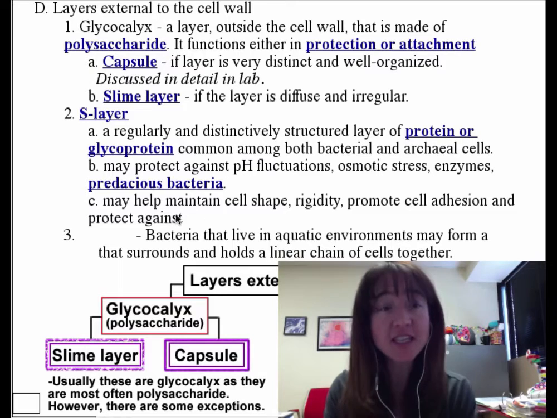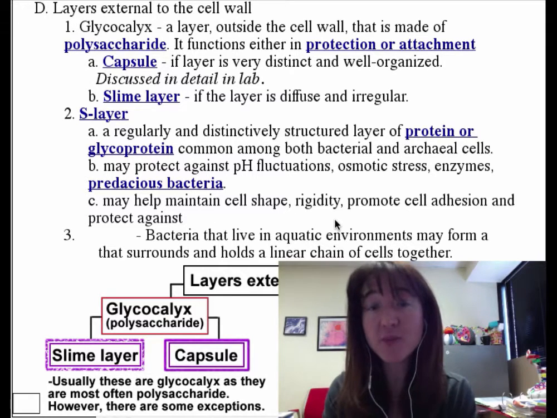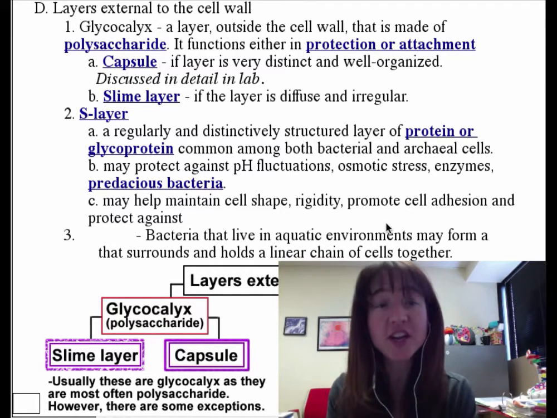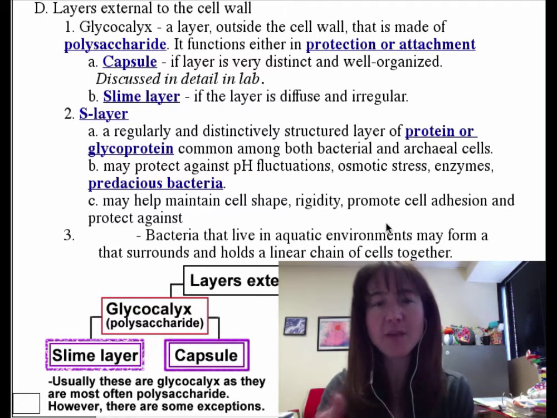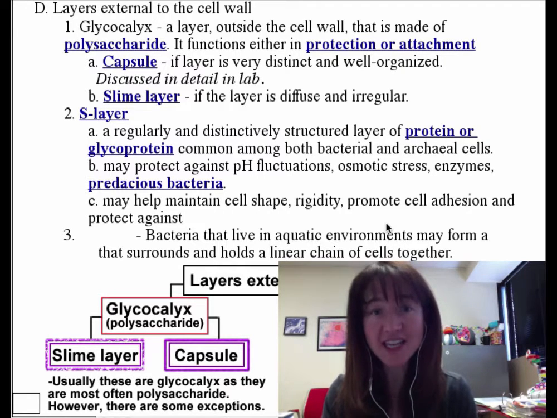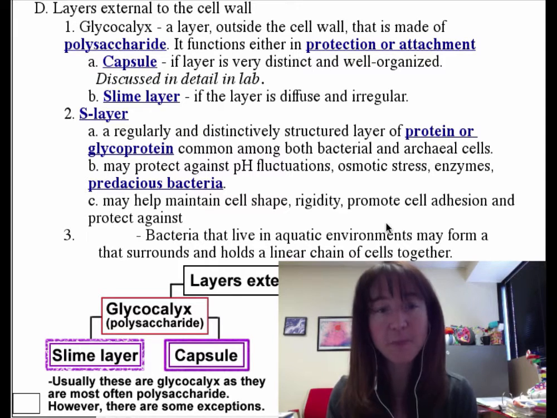The other thing is that this may help the cell maintain its shape, rigidity, and promote adhesion. So we kind of recall that as being functions that we see of the cell wall, and so they're aided and abetted by the S layer. Not all cells have an S layer. The most famous one that has an S layer is called Caulobacter crescens, and it's fun to look up and see some of the applications that has in biotechnology.